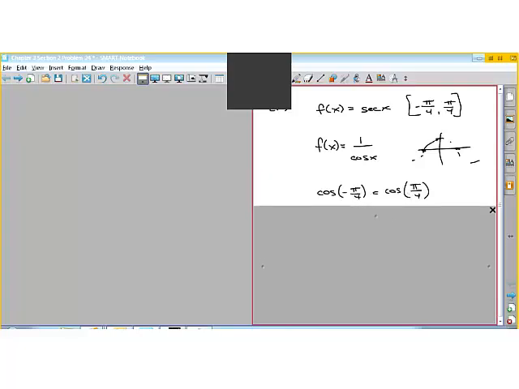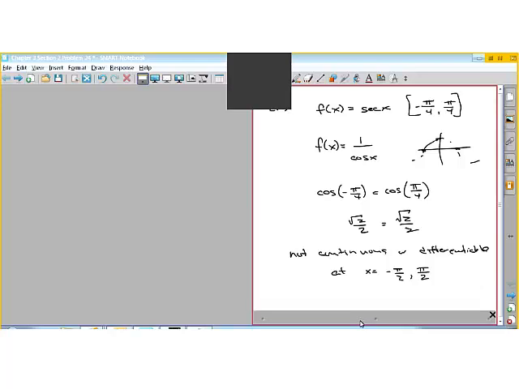So that's true, and the function is continuous. Well, it's not continuous everywhere because it does have a vertical asymptote at negative pi over 2, positive pi over 2, and multiples of pi. So anyway, it is continuous in the interval that we're talking about.